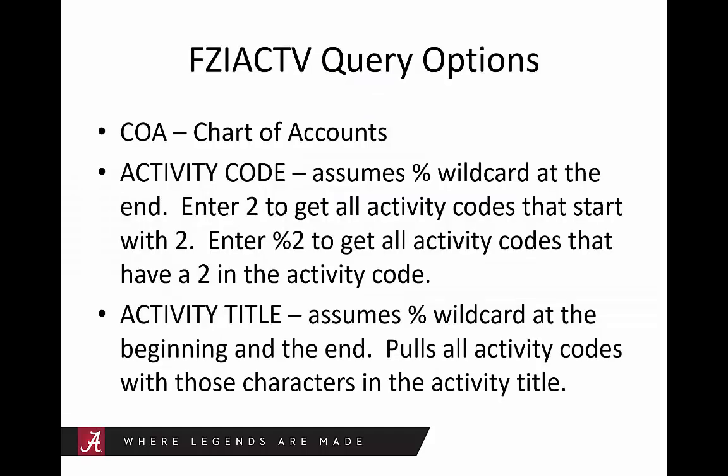The activity code search page has the following options: chart of accounts; activity code, which assumes the % wildcard at the end. You could enter a 2 to get all activity codes that start with a 2, or enter %2 to get all activity codes that have a 2 in the activity code; and activity title, which assumes a % wildcard at the beginning and the end, and pulls all activity codes with those characters in the activity title.